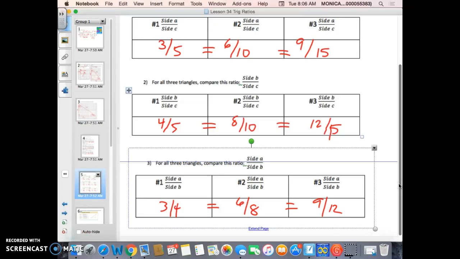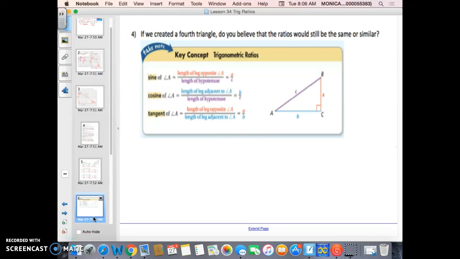Now, what makes these interesting is if you look at these notes down here. It's kind of blurry. The length of a leg opposite angle A over the length of the hypotenuse is sine. So if we're looking at this angle, that's our focus angle. Opposite over hypotenuse is what we call the sine. Cosine would be adjacent, so next to, which would be right here, over the hypotenuse. And the tangent is opposite over adjacent. So I'm going to call this the opposite side. This, in this case, is adjacent. And this side here is called the hypotenuse.